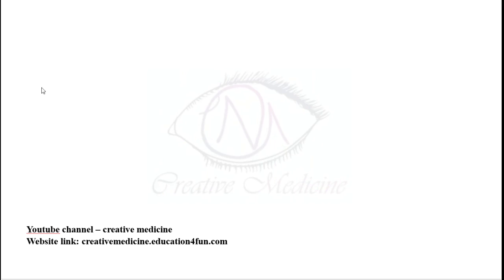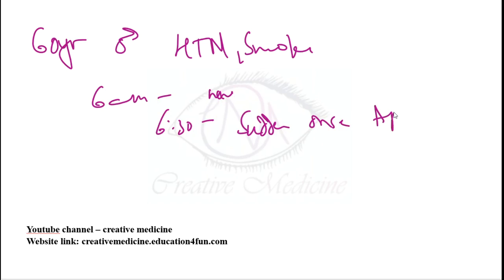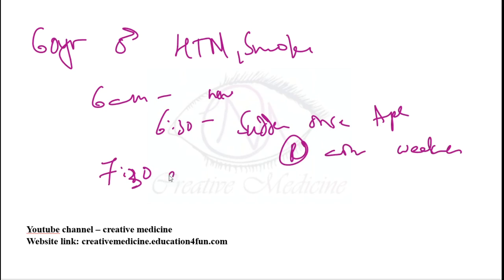Then let us take a case scenario. There is a 60-year-old male who has hypertension and who is also a smoker. At 6 a.m. he is walking, and at 6:30 there is sudden onset of aphasia, and also right arm weakness is present. Then at 7:30 a.m. he is in the hospital.